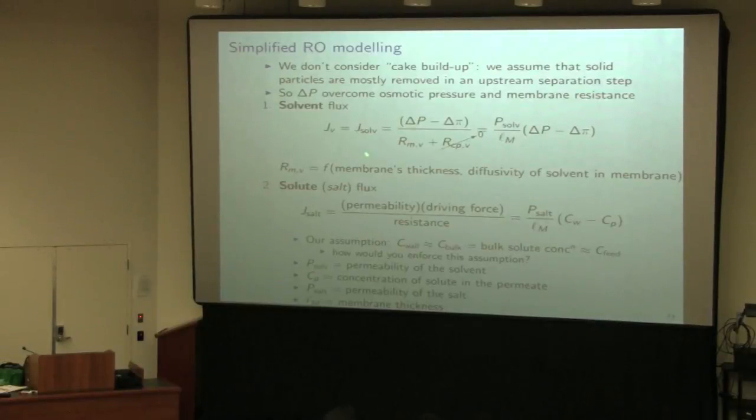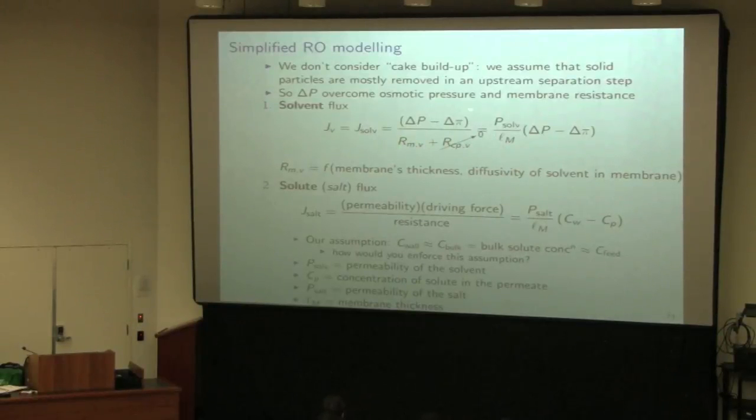So our driving force is delta P, the transmembrane pressure, that's sufficient to overcome the osmotic pressure as well as the membrane's resistance. That's the key resistance that we're going to face. If we look at our equation that we saw earlier, we've got our driving force, delta P minus the osmotic pressure difference. And in our denominator, we've been comfortable with seeing the resistance due to the membrane and then the resistance due to the cake buildup. That term, I'm assuming, goes to zero here. So essentially, we've got just the membrane's resistance. That's our main issue to overcome.